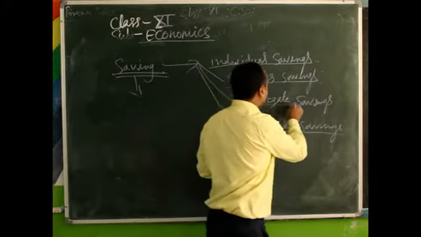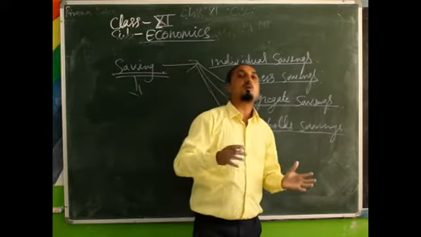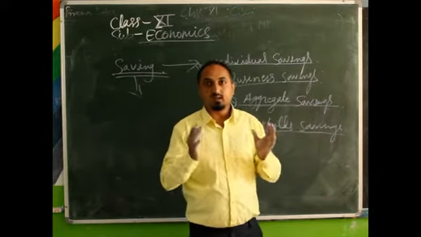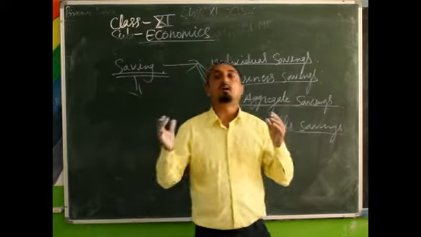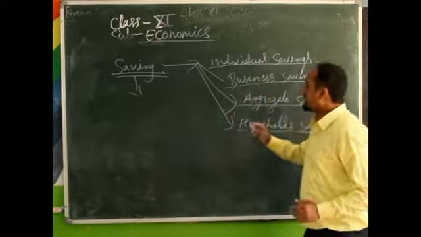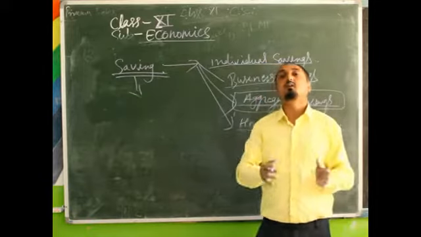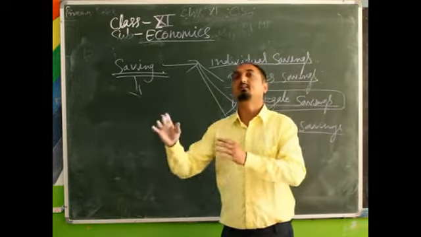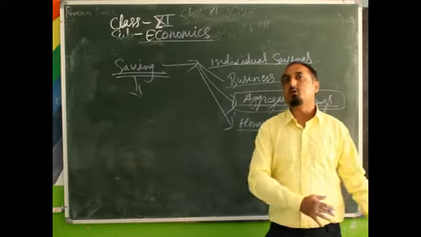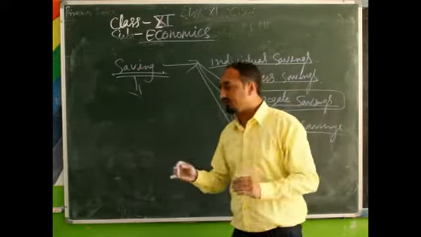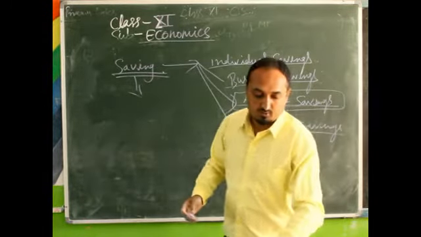Now next one we have aggregate savings. Aggregate savings means the savings of all the people in an economy. That means national savings. Whatever our country is able to save can be considered as aggregate saving. If we add the savings of all the individuals in an economy, then that will be your aggregate savings. So this is all about the savings.